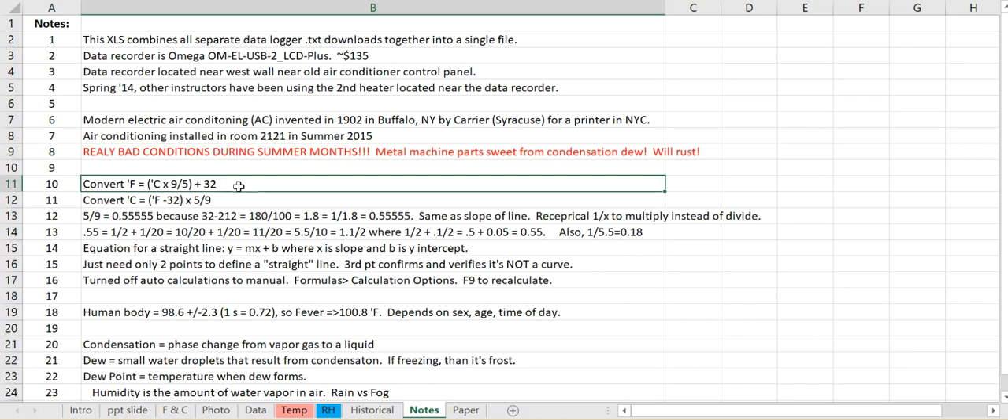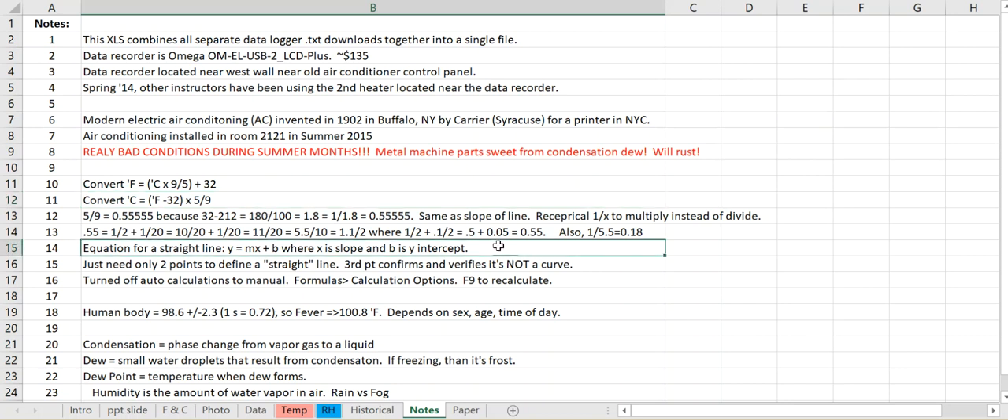Again, here are the equations and the formulas for converting Celsius into Fahrenheit and Fahrenheit into Celsius. A reminder about the equation for a straight line, y equals mx plus b, where m is the slope. Yes, two points find a straight line, but if you have a third point, you can confirm and verify that it is a straight line and not a curve.